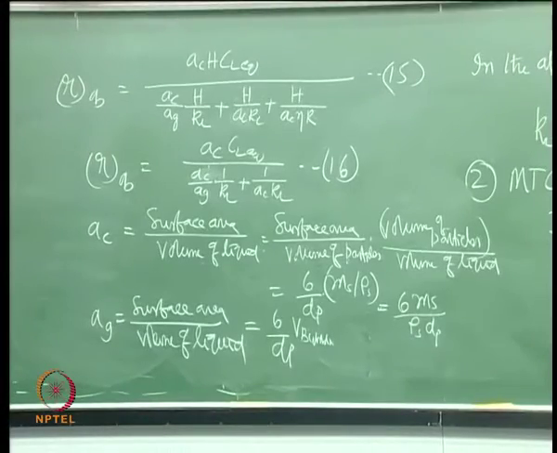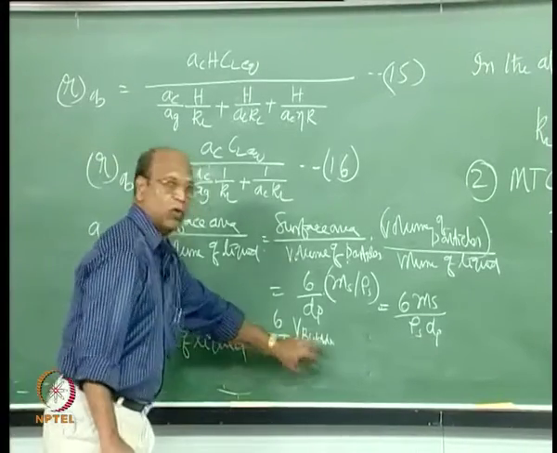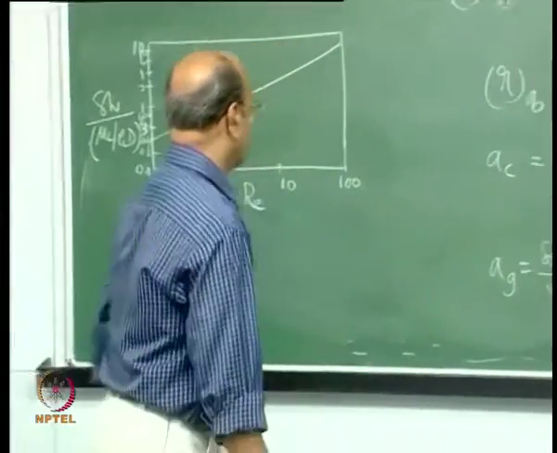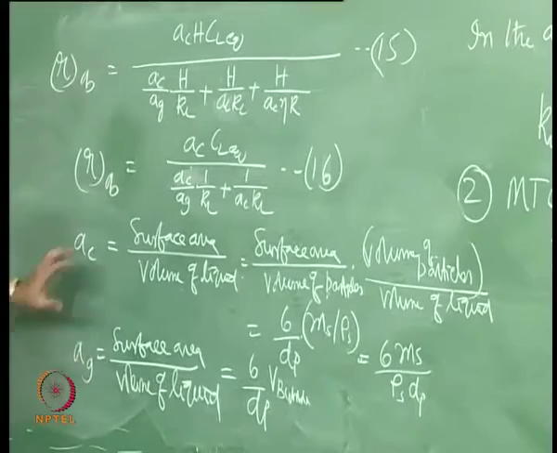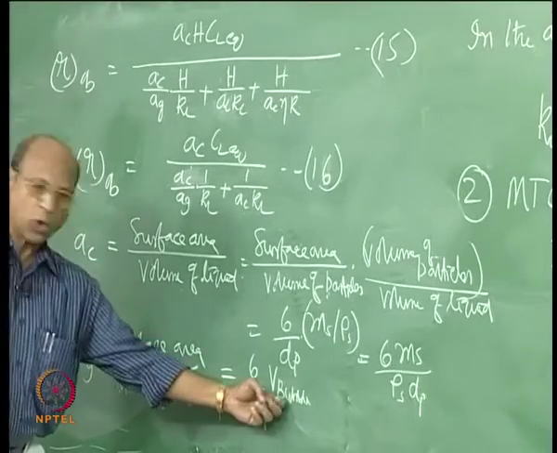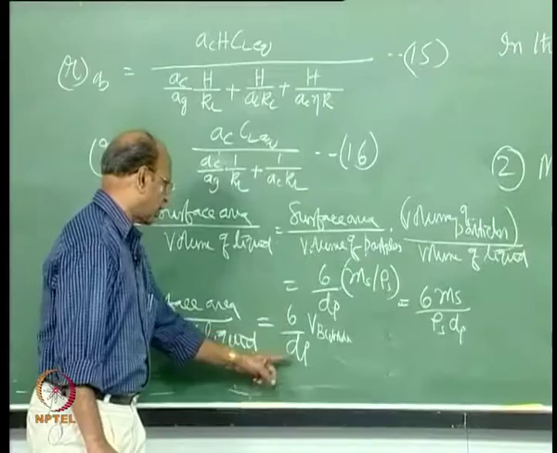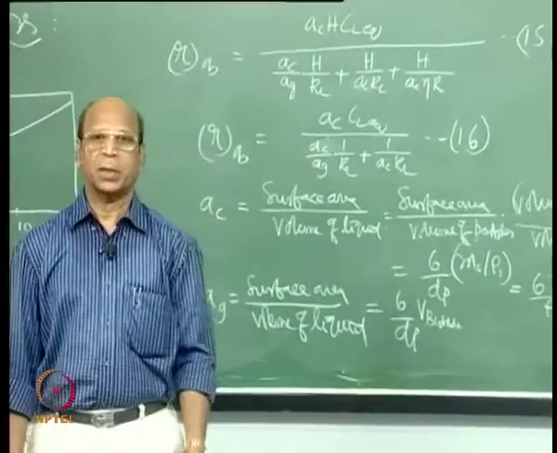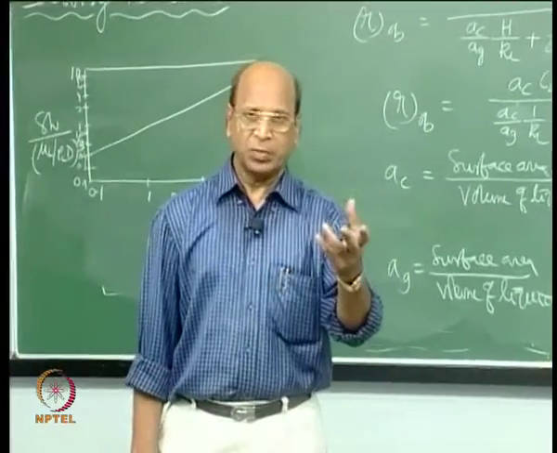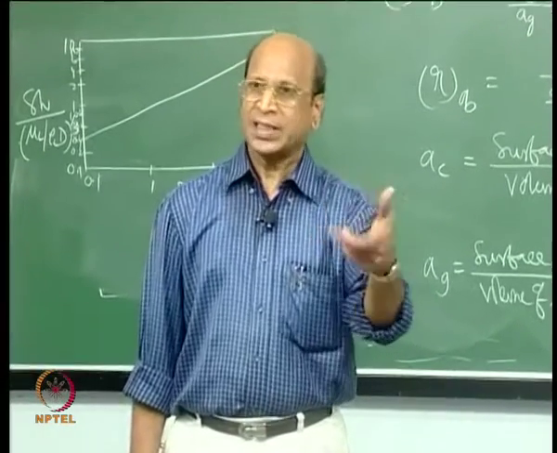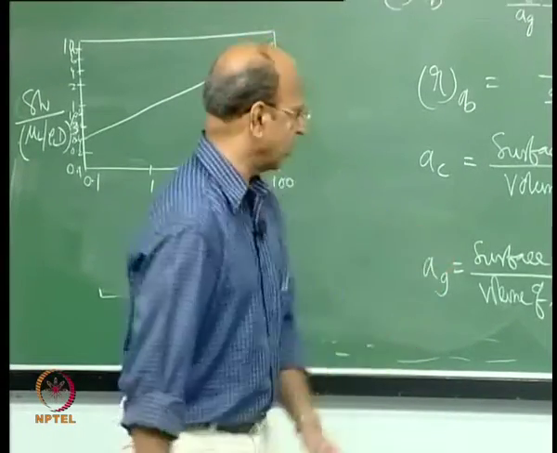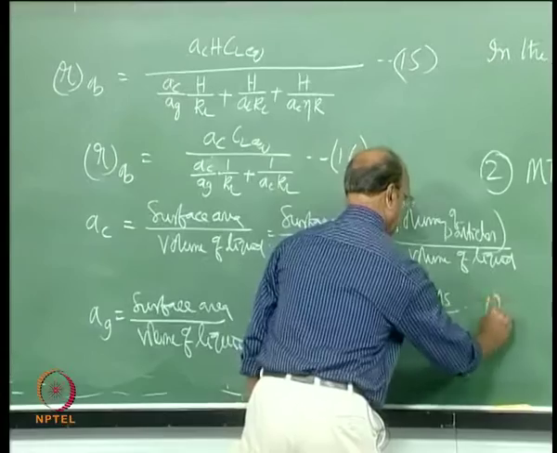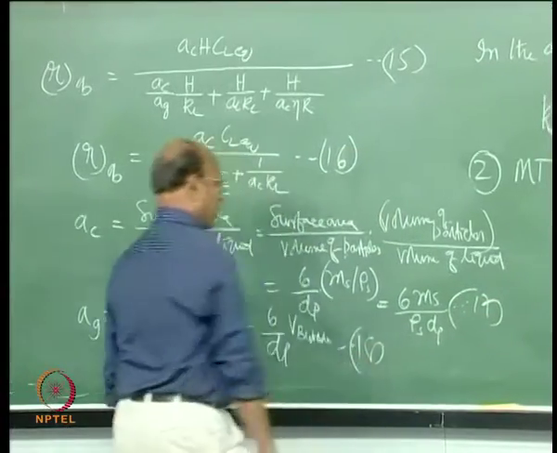This is another equation. Then we have to substitute now what is the hold up of the liquid. Good? Okay, good. So, now we assume that we know this AC and AG, because once I give you the hold up, this can also be written in terms of 6 by dP into 1 minus epsilon. Not 1 minus epsilon b in the normal term, epsilon is the voidage, okay? So, that is nothing but hold up of the liquid, okay? So, this may be equation 17, this is equation 18.